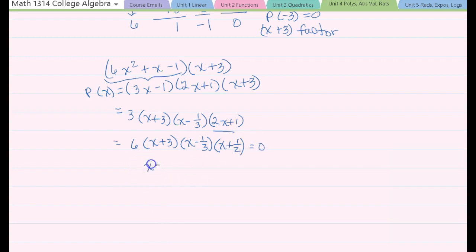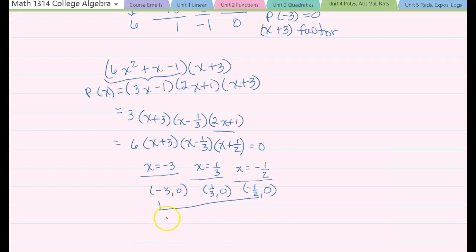that when we set 6 times x plus 3 times x minus 1/3 times x plus 1/2 is equal to 0, we know that x will equal to negative 3 from the first parentheses, x will equal to 1/3 from the second parentheses, and x will equal to negative 1/2 from the last parentheses. This means that there are 3 x-intercepts, one at negative 3, 0, one at 1/3, 0, and the last one at negative 1/2, 0, and that the zeros of p of x are the numbers negative 3, 1/3, and negative 1/2. Notice that 2 of the zeros are negative and 1 is positive, just like Descartes' rule of signs said it would happen.